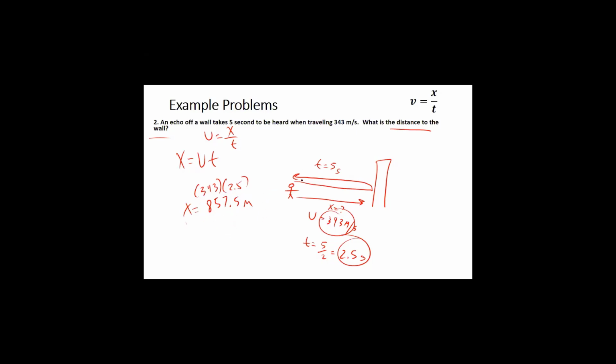So you could have figured out how far it is. If we went ahead and used 5 seconds, we could have figured out how far at 343 meters per second it is to the wall and back. But then at some point, we would have had to halve that to figure out the distance just to the wall. But at the end, we got that answer right here.